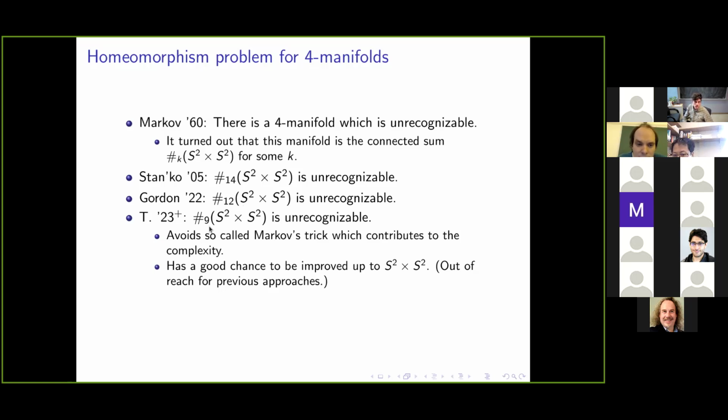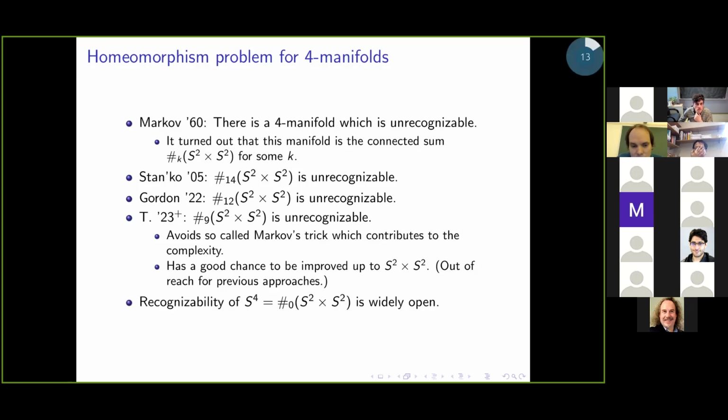And I kind of hope that with some improvement of the method that I present, it could be within reach to make it up to just one copy of S^2 times S^2, which is maybe the second most natural candidate, and this is something that is clearly out of reach for the previous approaches. I will try to comment on it a little bit later.